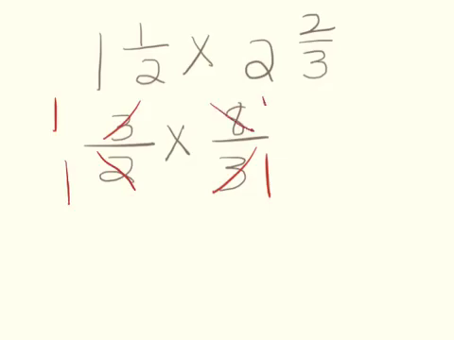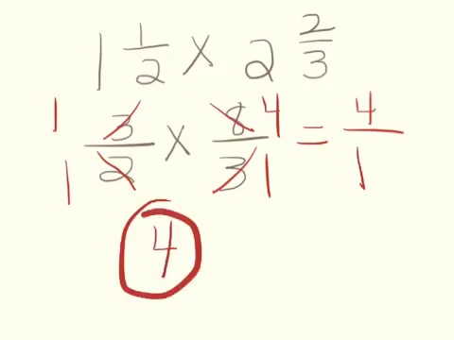8 divided by 2 is 4. And now it makes the actual multiplication and simplifying way easier. So I'm going to multiply 1 times 4 is 4. And 1 times 1 is 1. And 4 over 1, or 4 wholes, is the same as 4.